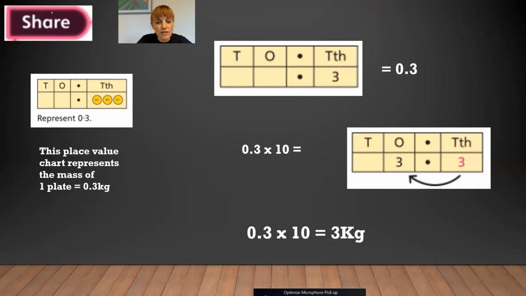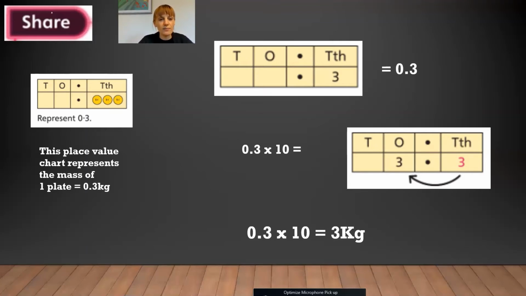So 0.3 times 10 equals 3. Now we know it's kilograms because the original question said one plate was 0.3 kilograms. So we can have a think about the answer, it's got to also be in kilograms. If you really got your brain switched on, if I was to convert that into grams, how many grams would that give me? Remember, 1 kilogram is the same as 1,000 grams.